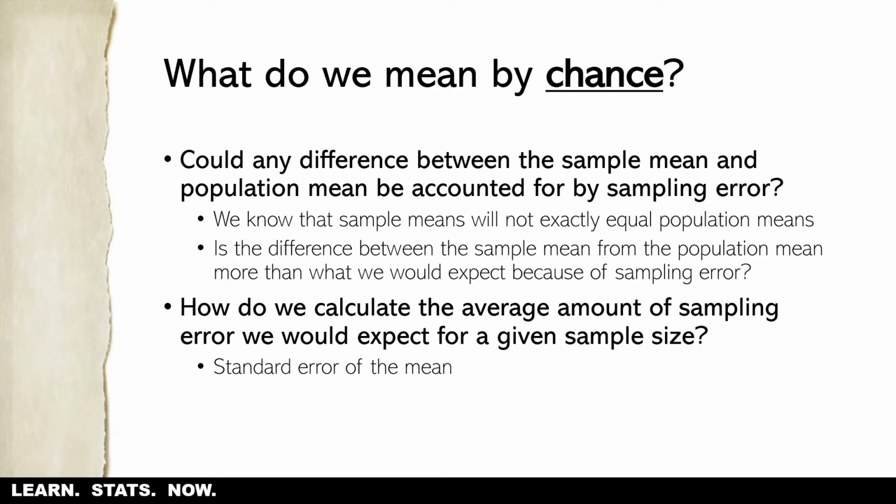And to refresh, the standard error of the mean is expressed in this formula. It's simply the population standard deviation divided by the square root of n. When we don't have the population standard deviation, we need to estimate that.